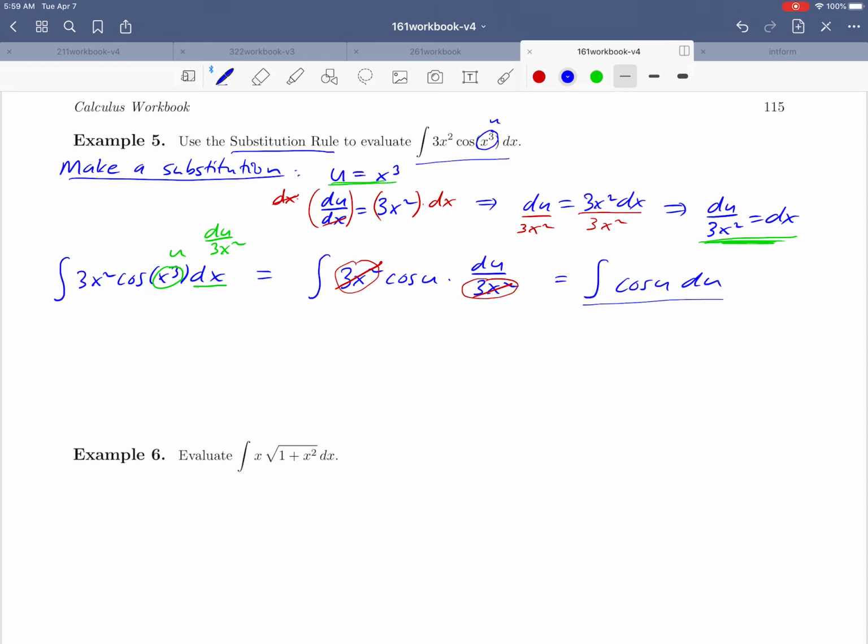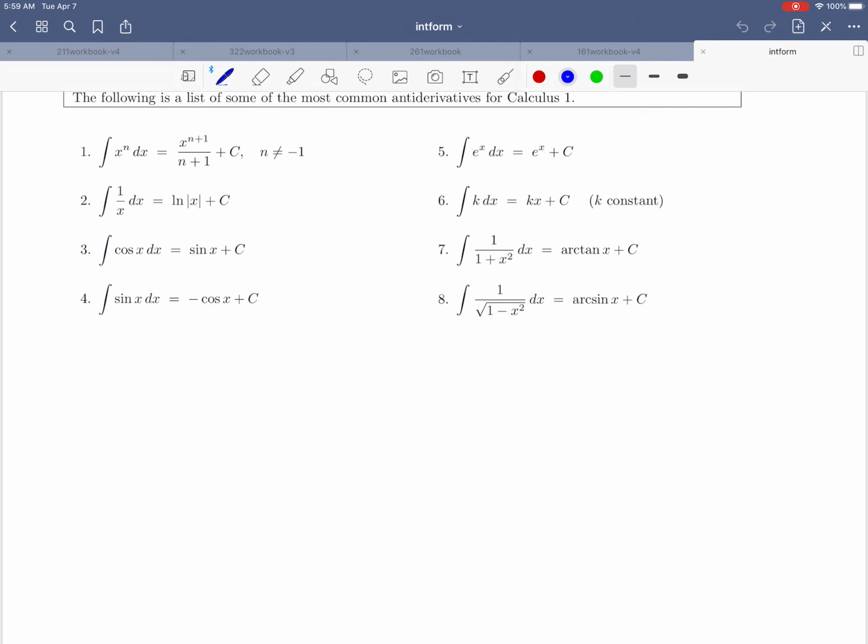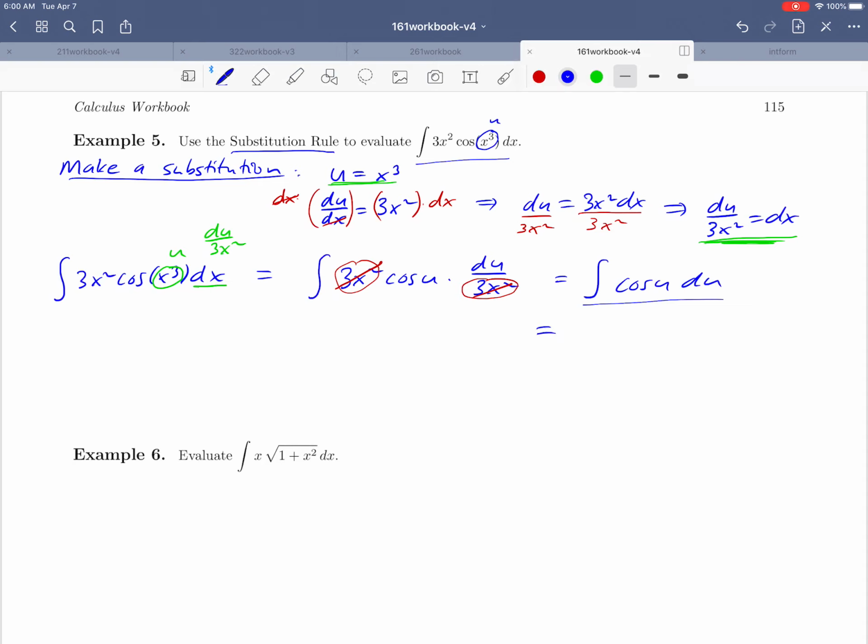Can we find an antiderivative for cosine of u? Well, let's sneak a peek at our table again. Notice that formula 3 here tells us that an antiderivative for cosine of x is sine of x. That's the exact problem that we want to do. We're just using the variable u, so the antiderivative of cosine of u should be sine of u. If we write that down, here's what we get.